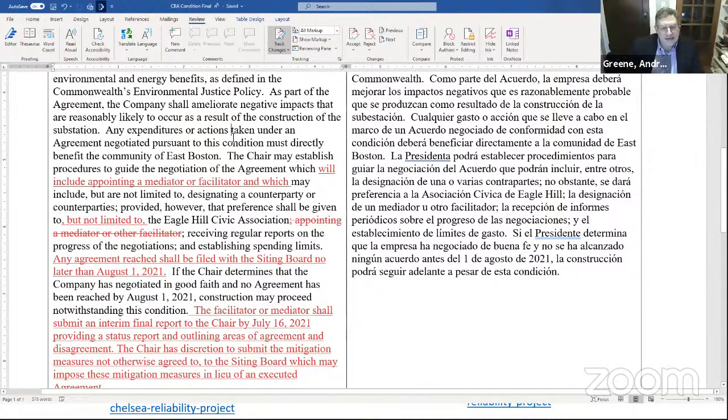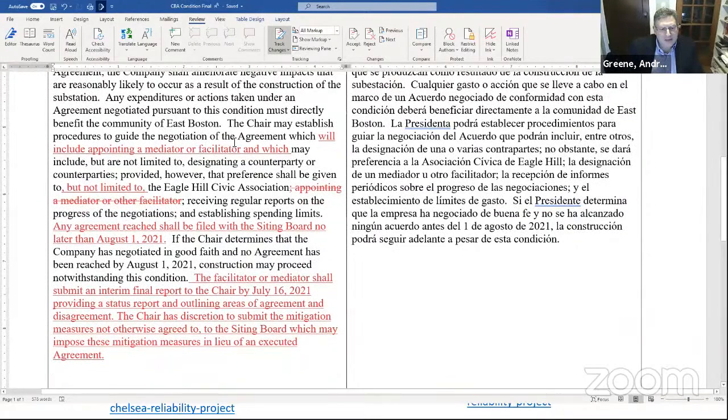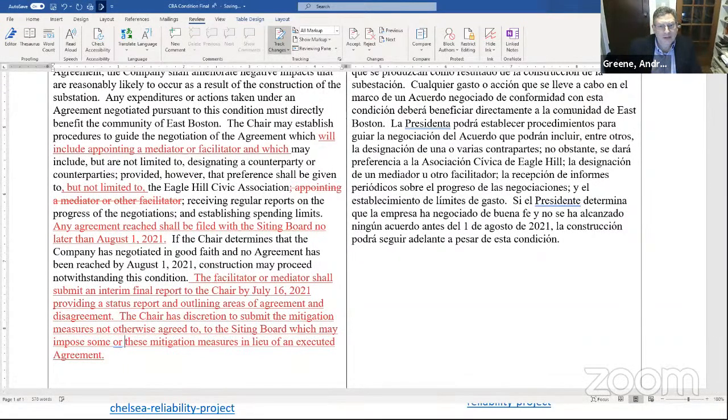For clarity on the last sentence, I think there may be a whole range of mitigation measures that have been discussed. And it may be important to note that the siting board may impose some or all of these mitigation measures. It's not necessarily a take it or leave it of the entire list. That's true.